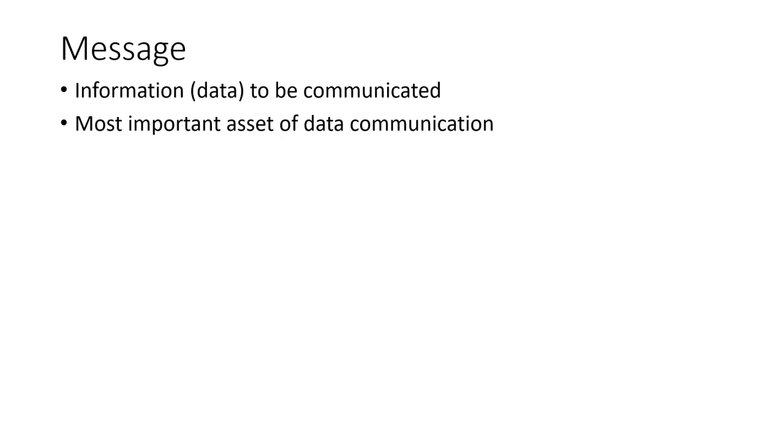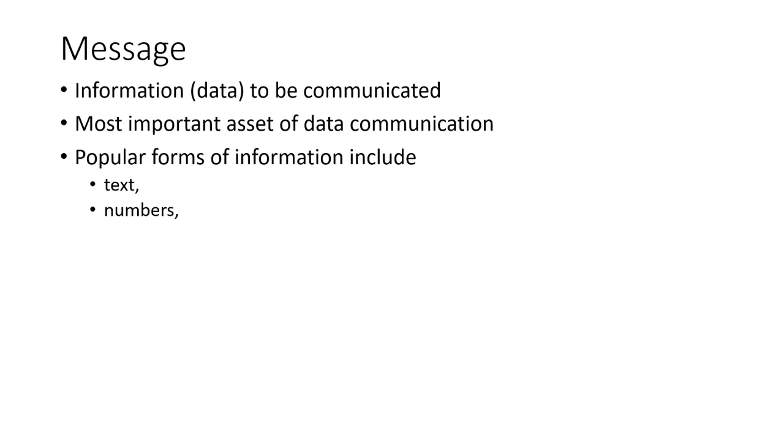The first one is the message. Message is basically the information or data to be communicated, that is, to be exchanged between the sender and the receiver. And this message is the most important asset of data communication. We have popular forms of information that include text, numbers, pictures, audio, and video.